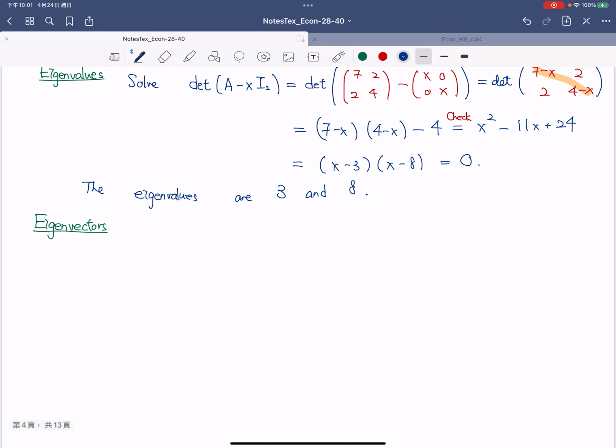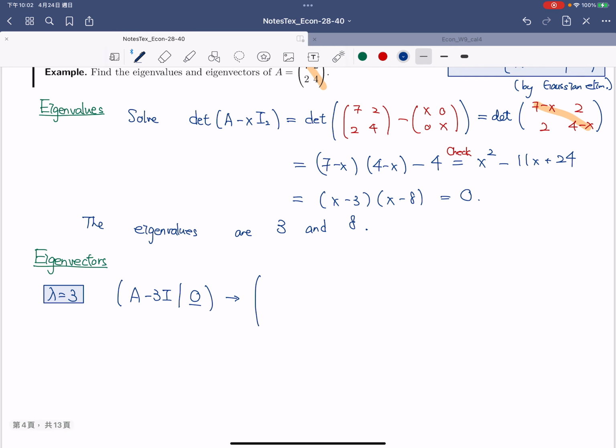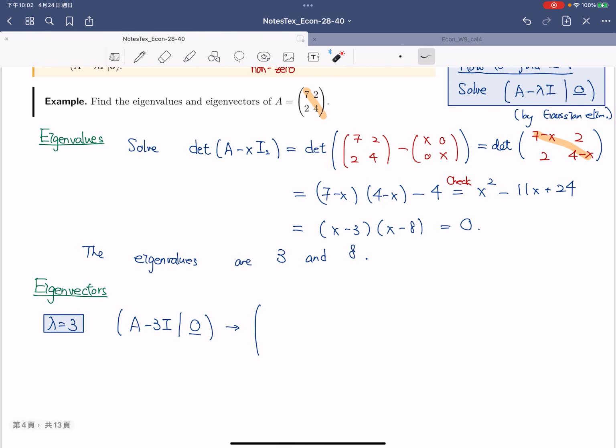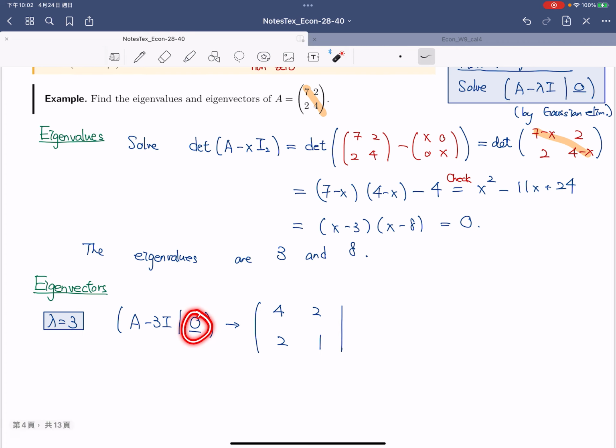Eigenvectors. We have two eigenvalues, so we need to do it one by one. The first eigenvalue is lambda equals 3. The system equation that we want to solve is (A - 3I) times the vector equals 0 on the right. But what does that mean? A minus 3I, so you subtract 3 on the diagonal, then you get 4, 1, and then 2, 2, and then the zero vector on the right, so 0, 0.